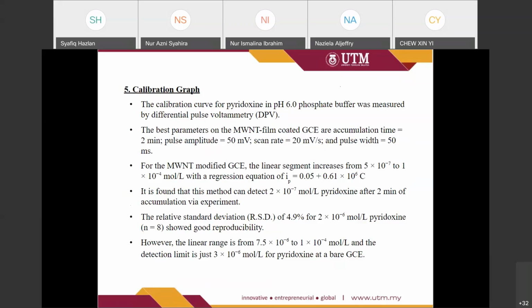However, for the bare glassy carbon electrode, the linear range is from 7.5 times 10 to the power of negative 6 to 1 times 10 to the power of negative 4 mole per liter, and the detection limit is just 3 times 10 to the power of negative 6 mole per liter, which is higher than the modified glassy carbon electrode.